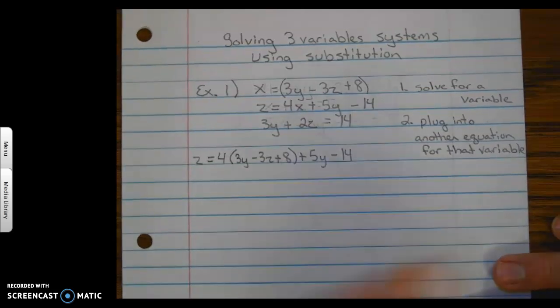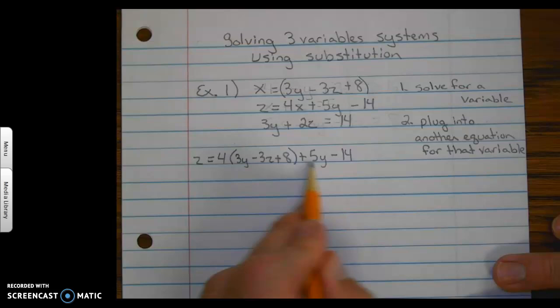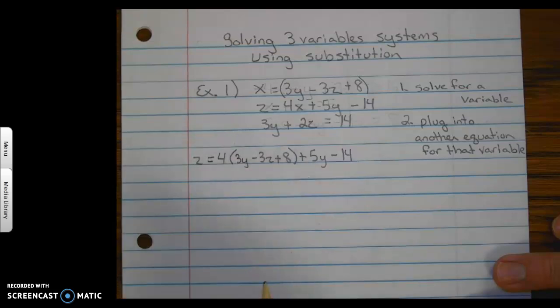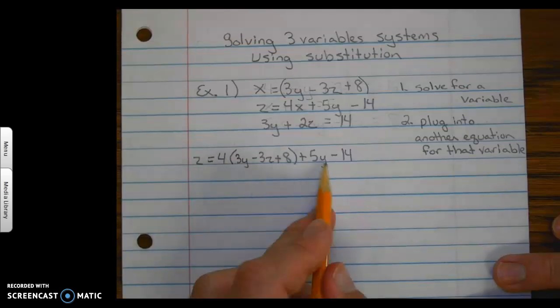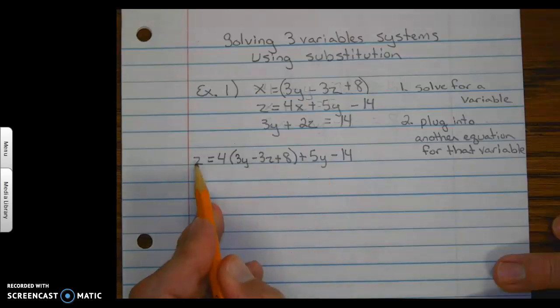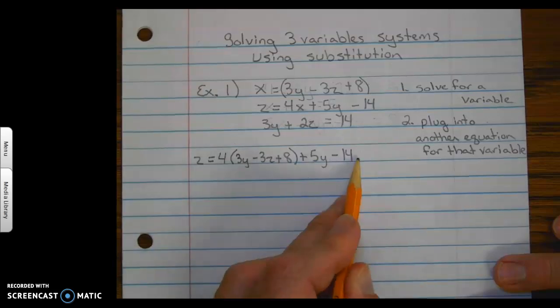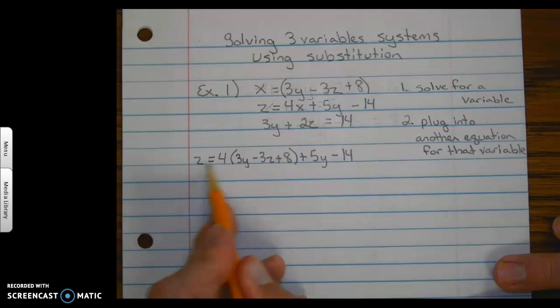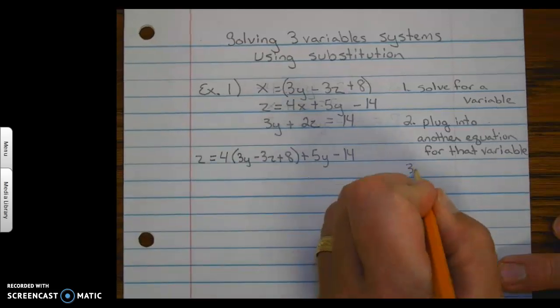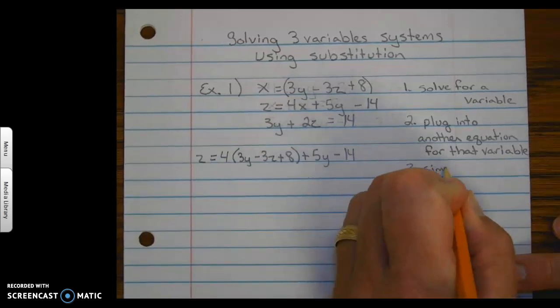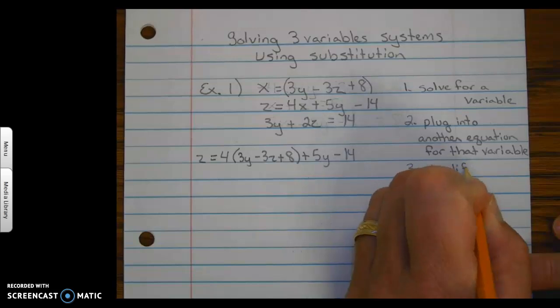So now we have an equation with two unknowns. And our goal here is to get all of the variables the same. So right now we have z and y. So before we get to the next step, let's go ahead and simplify this so it doesn't get to be too large.